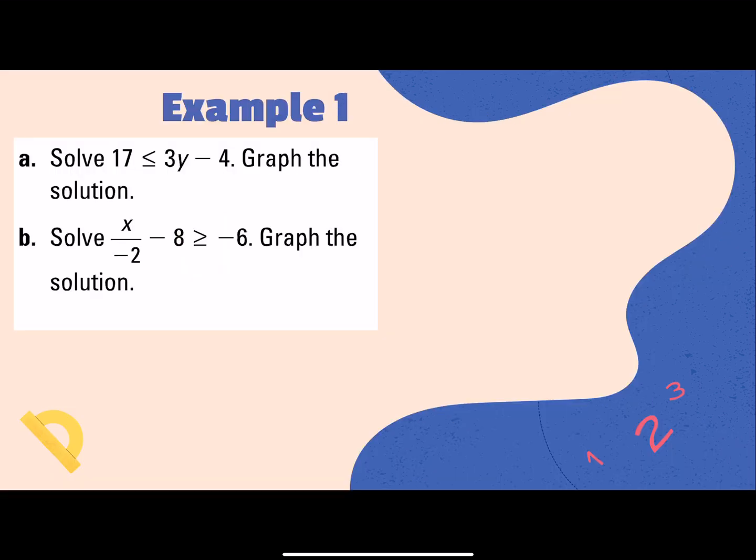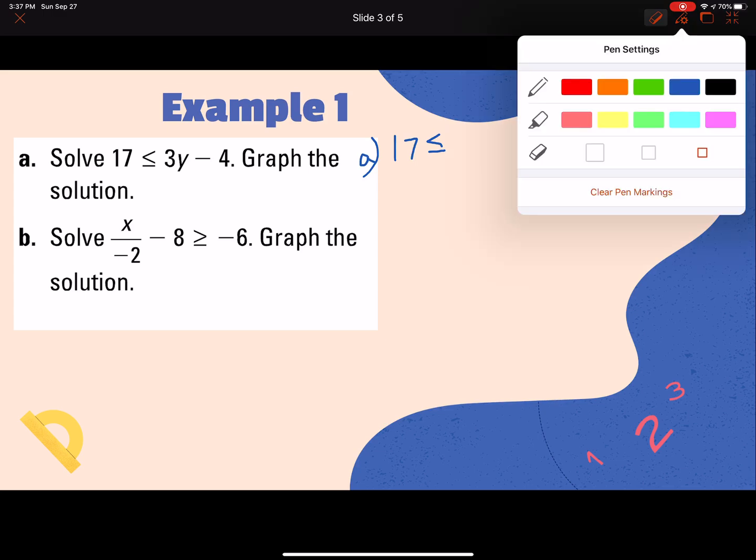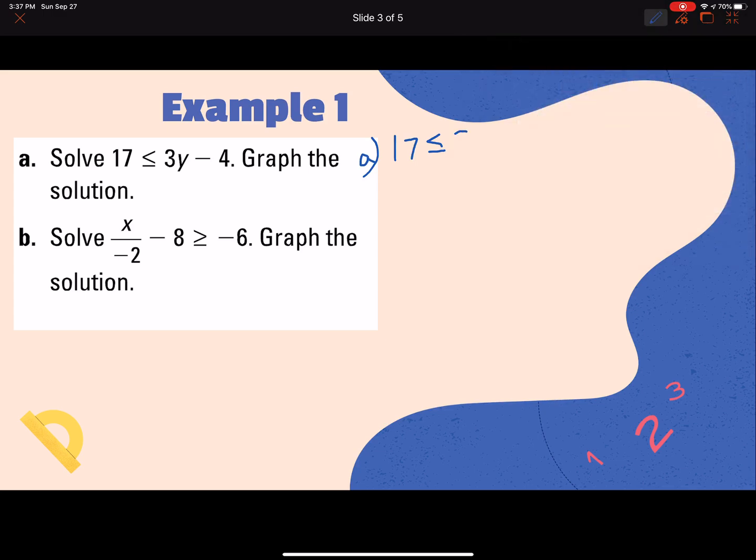Okay, let's look at example 1 here. Part A says solve 17 is less than or equal to 3y subtract 4, graph the solution. So I'm going to come over here and I'm going to copy A. 17 is less than or equal to 3y subtract 4.